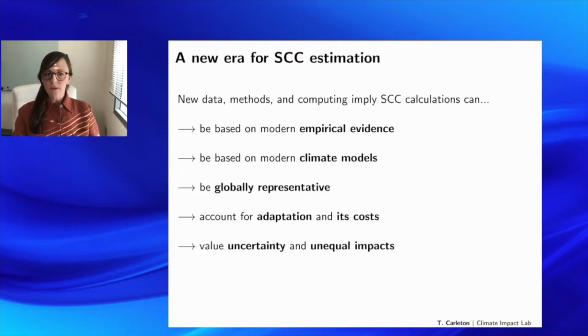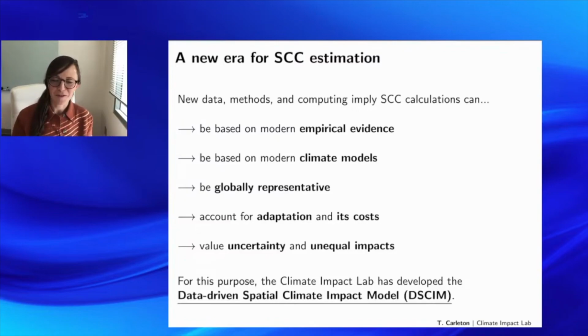So Max laid this out really nicely. We are in an era for SCC estimation where we can do a lot more than we could in the past. This is mobilized by increasing availability of data, econometric methods, and computing resources that are now at our disposal. And so we want to be, and can be, building SCC estimates that are built off of empirical, data-driven evidence, the best available climate science. We want to be globally representative, not just taking data from places that are wealthy, where data is easier to access. We want to think about adaptation into the future and value uncertainty and inequality.